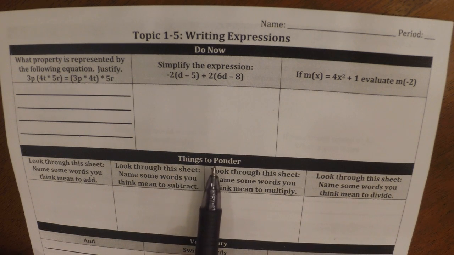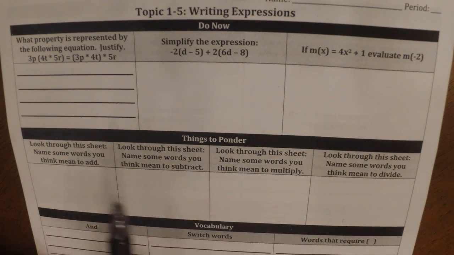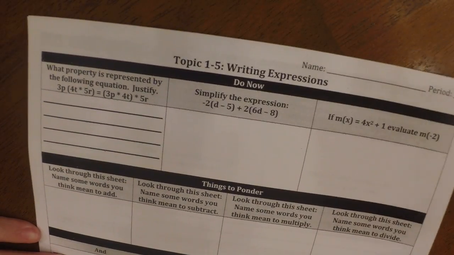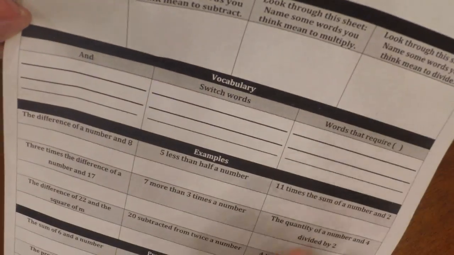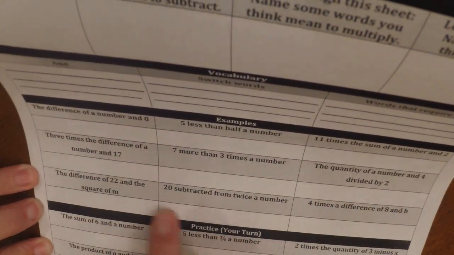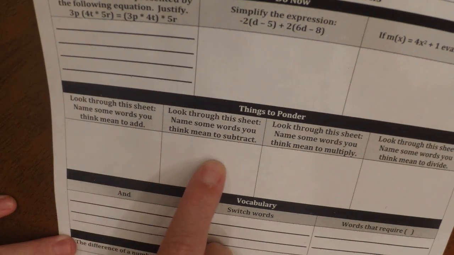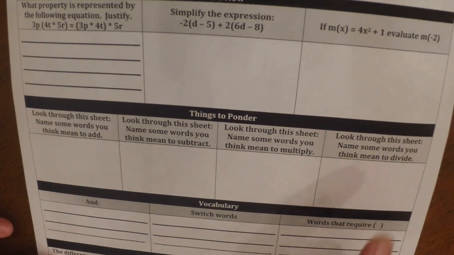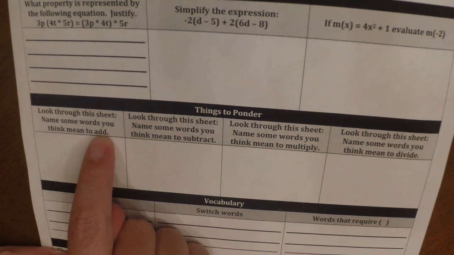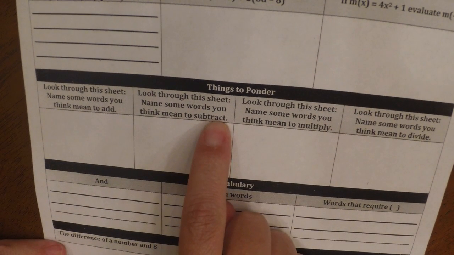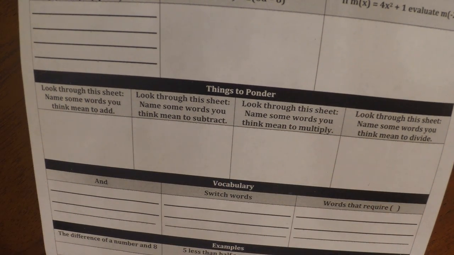The things to ponder part, that's also going to be kind of on your own. What I want you to do is using your foldable, look through these problems that are down here at the bottom and see if you can find the words that are in here that mean to add, subtract, multiply, and divide. Again, that's not anything I'm going to help you with. If you want to, you could highlight add in a color and then highlight the words in a color, and then subtract, multiply, divide. That would be an option. Once you've done that, then you're ready to start the vocabulary part.